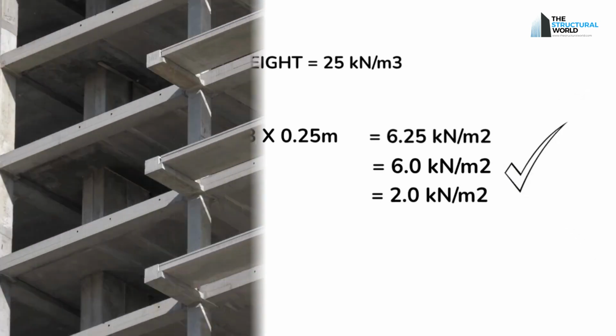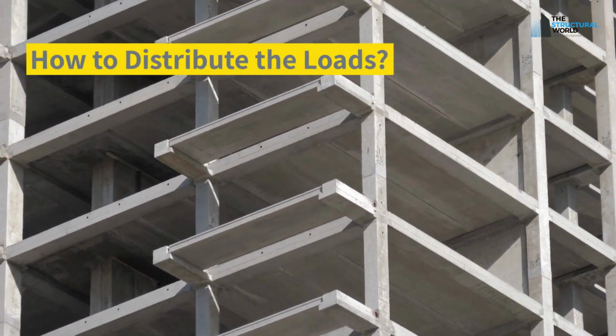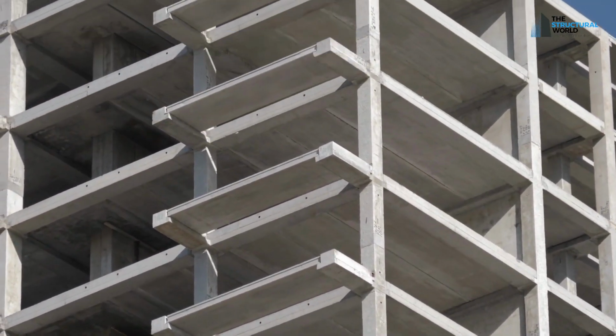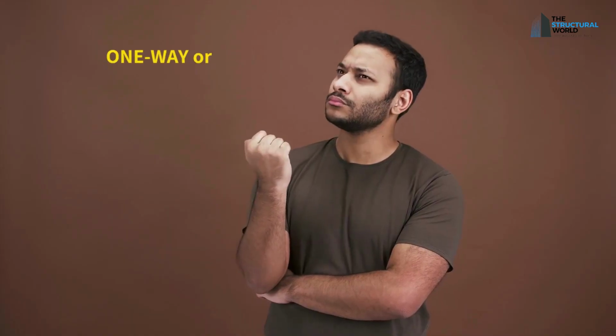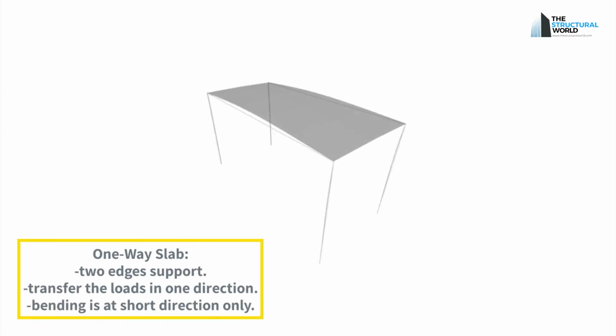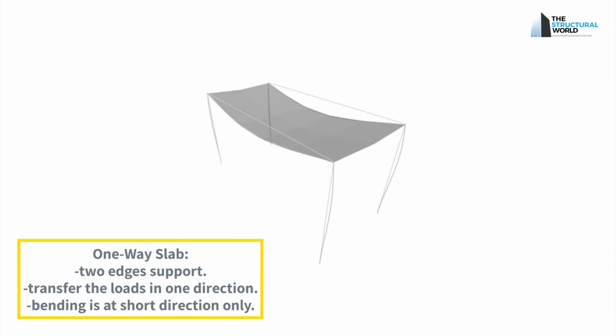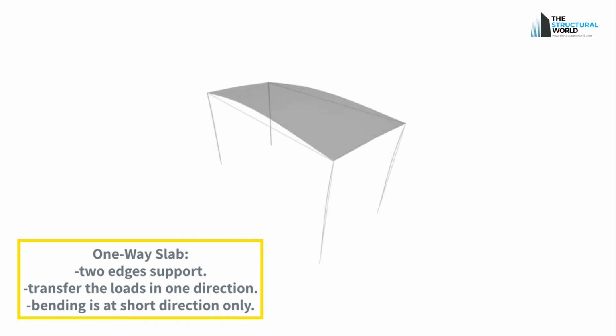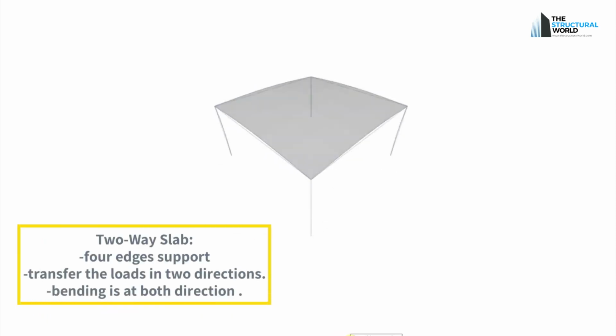How the basic load is being distributed in the structure. Before we proceed, you have to differentiate whether our slab is a one-way or two-way slab. One-way slab transfers the imposed loads in one direction only, or in two edges to the perpendicular beam or walls. This tends to bend the slab in a short direction only. The two-way slab has 4 edges support. It is supported by beams or walls on all 4 sides, in which the bending occurs in 2 directions of the slab.